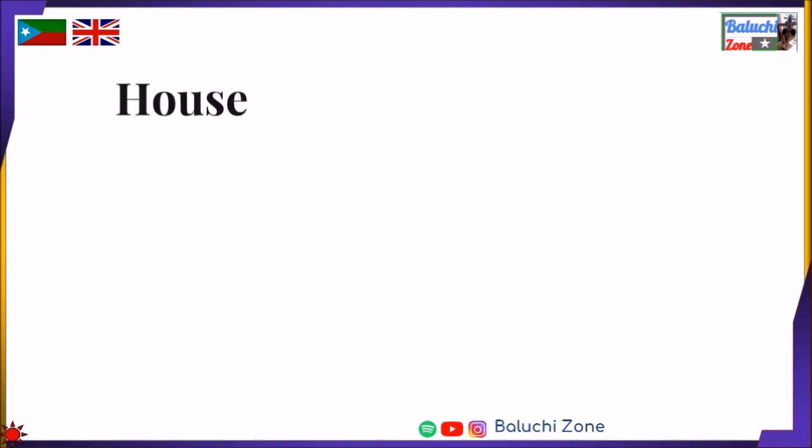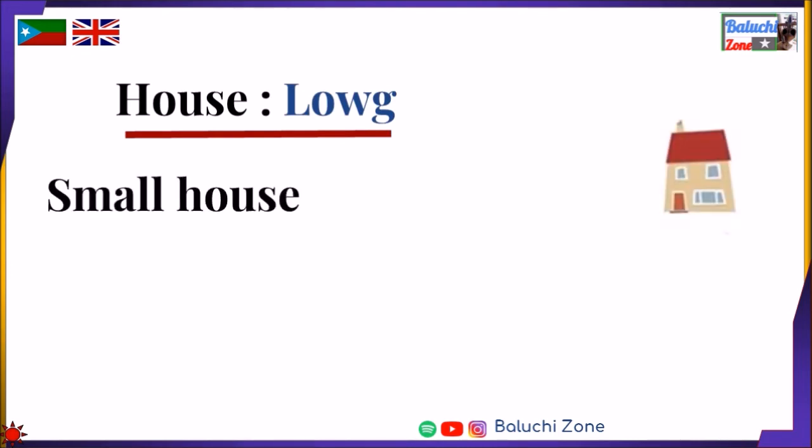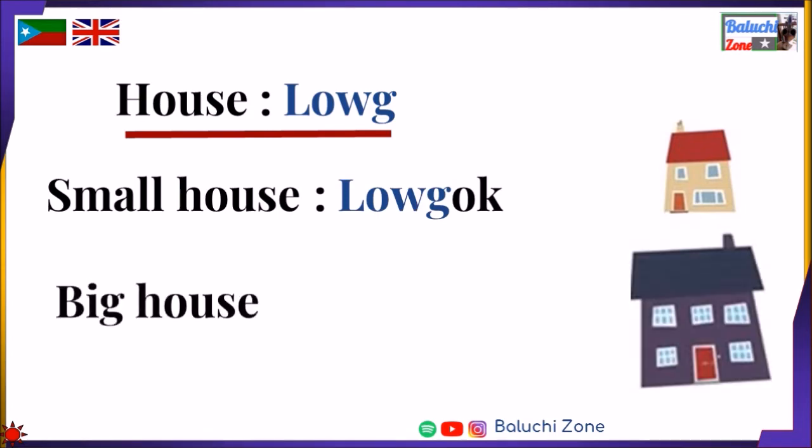For example, house is lueg. How would you say a small house? Luegok. How would you say big house? Luegak.